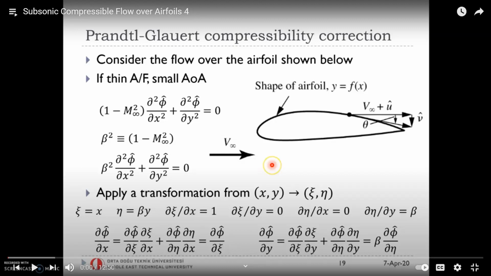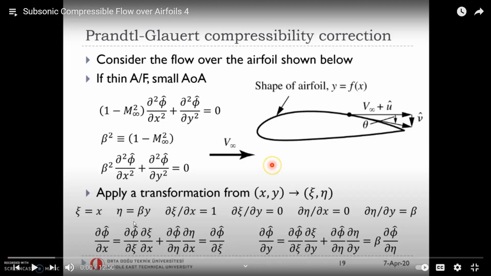No, they do represent some physics. Psi is equal to x, eta is equal to beta times y, right? Beta squared is 1 minus M infinity squared. So beta is the square root of 1 minus M infinity squared, times y. They do represent some physics, but they are not our actual physical coordinates, of course. They are just mathematical definitions to transform the equation.